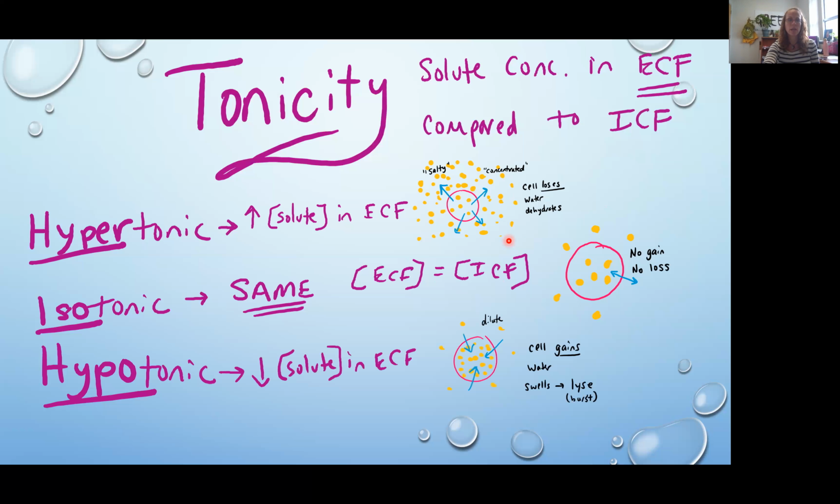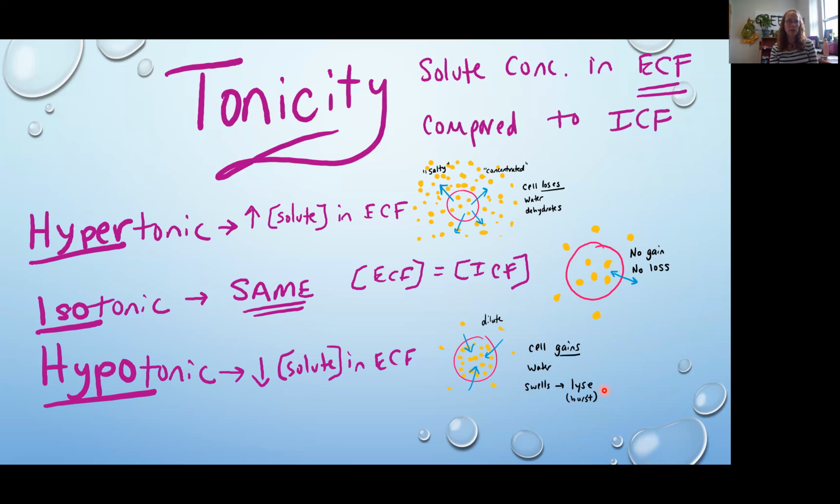The opposite of this is the hypotonic. So I always write this below because hypo means below. So this is a low solute concentration in the ECF. This is where it's super dilute in the ECF and more concentrated inside. So here I have very few yellow dots on the outside, lots of yellow dots on the inside. So now my cell is going to gain water. It's going to swell up, potentially bursting open, and that will then kill my cell. Remember, the term lysis means to burst, so we can talk about the cell lysing.